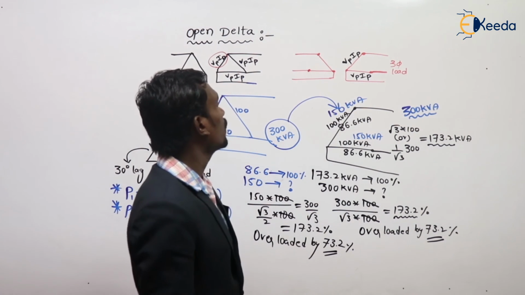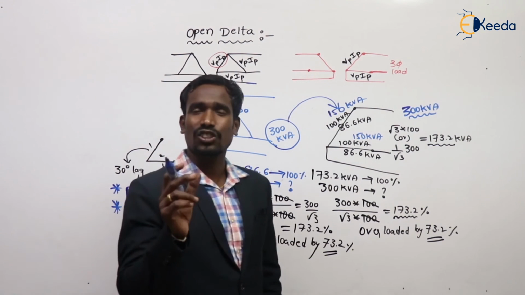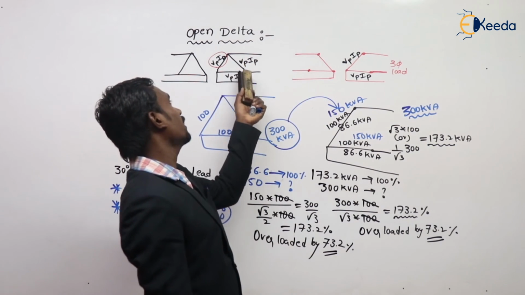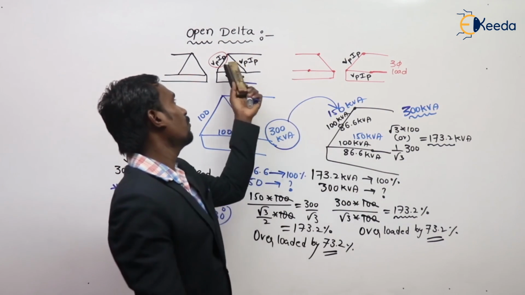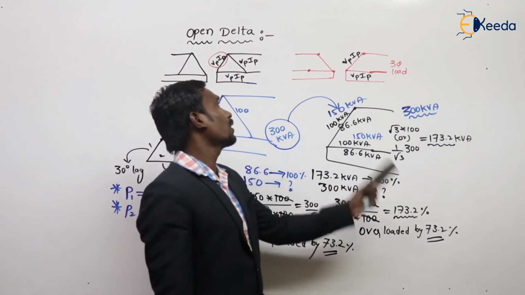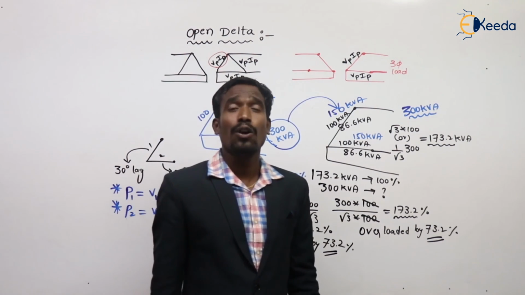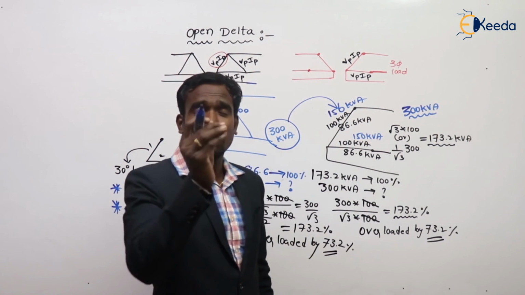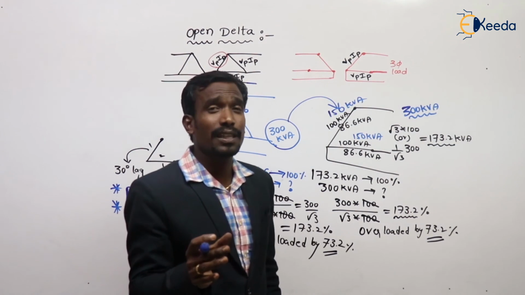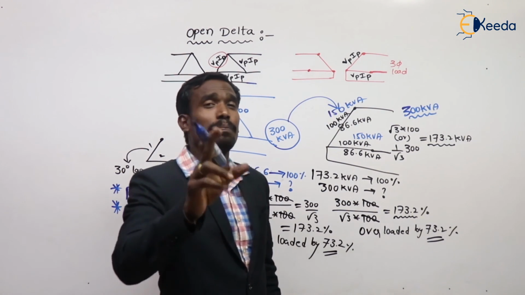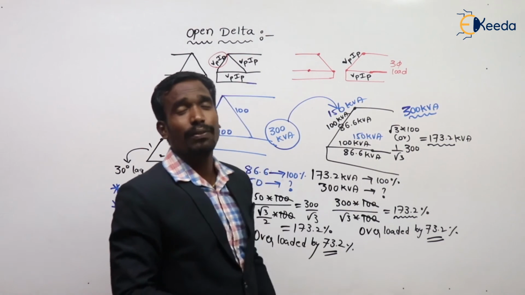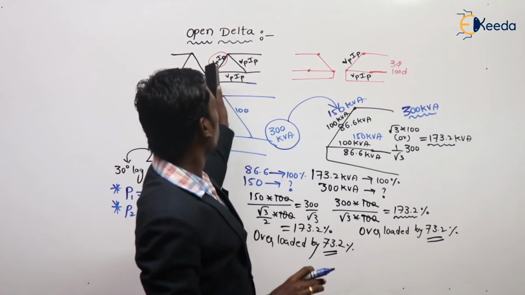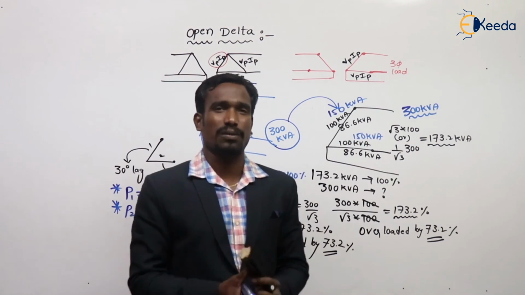This is simply about the open delta connection. What is open delta? In a three single-unit bank, if any one transformer is damaged, then the remaining two units operate as an open delta configuration, which delivers power to the load but with reduced power. How much is it? Only 57.7% of delta. Only 57.7% of the load it delivers. This is simply what the open delta configuration is.